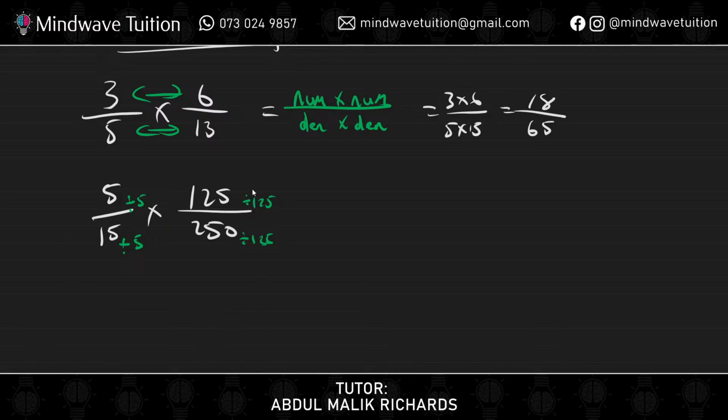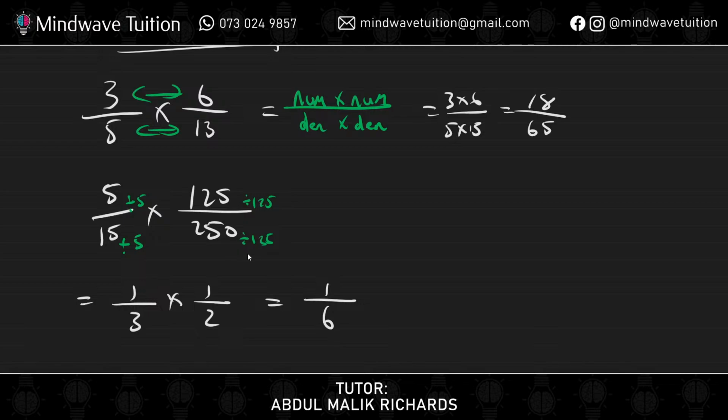So simplify this further, because obviously you don't want to say 15 times 250. So 5 divided by 5 is 1, and 15 divided by 5 is 3. 125 divided by 125 is 1. 250 divided by 125 is 2. So now it's a lot easier to multiply. 1 times 1 is 1, and 3 times 2 is 6.